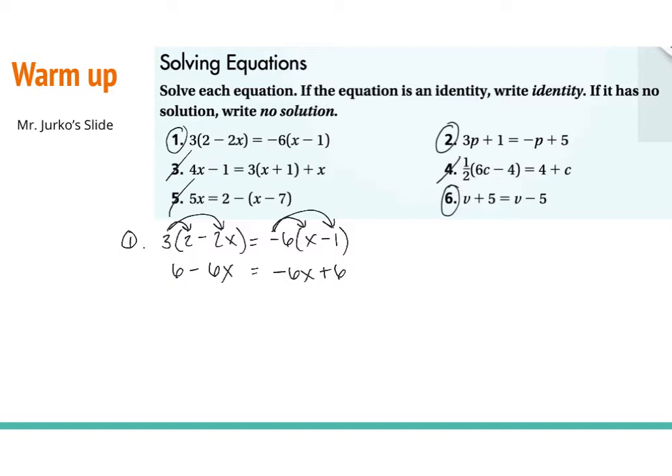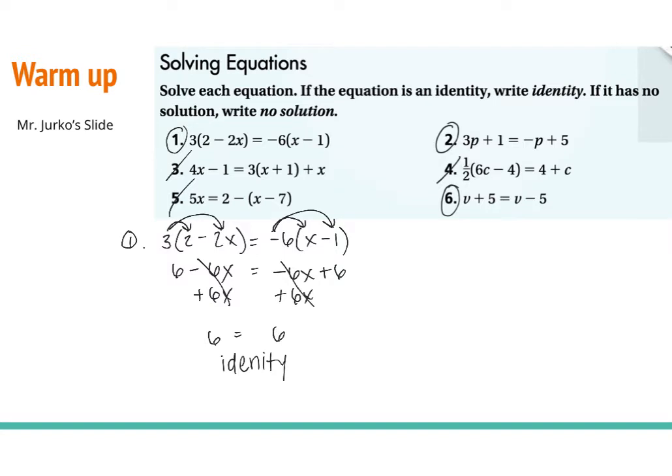Okay. Negative 6x plus 6 is the same on both sides. So if you were to start to solve this, you would add 6x to both sides, and you would get 6 equals 6, because these would cancel, this would cancel. This is what we call an identity.